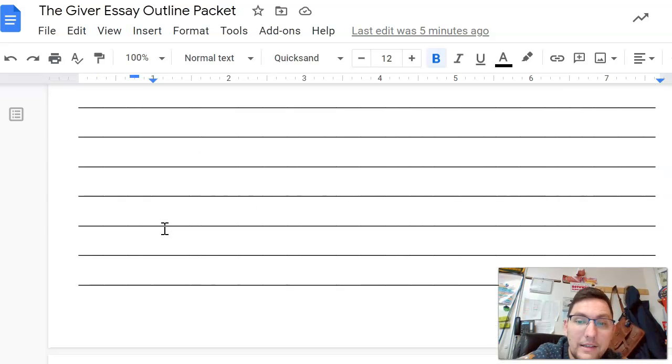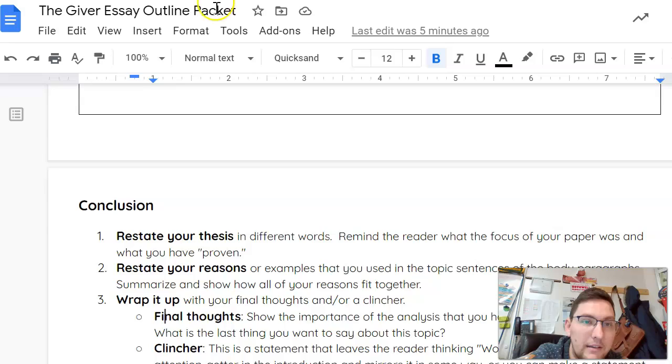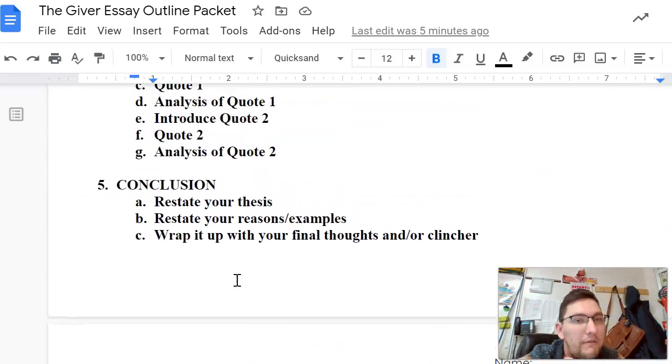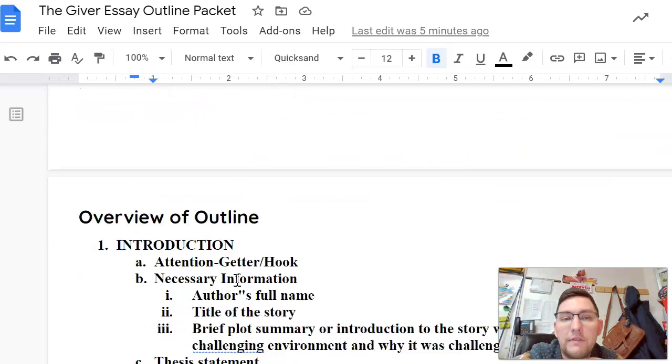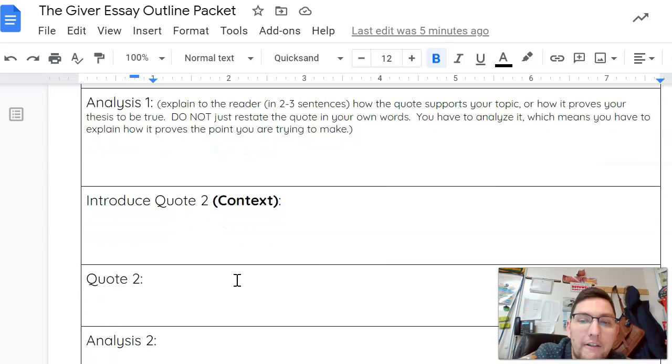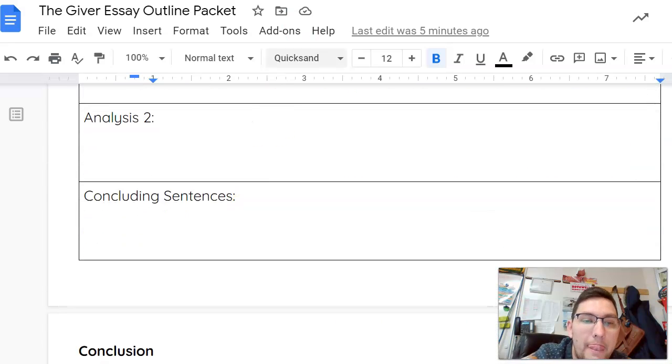So that is the outline for your essay. And then next week, I'll show you a video on how to put your final draft together, but basically all of these boxes are all going to be put together to create one 5-paragraph essay that will go on Google Classroom, and that will be your final grade of the semester along with your second quarter book project.